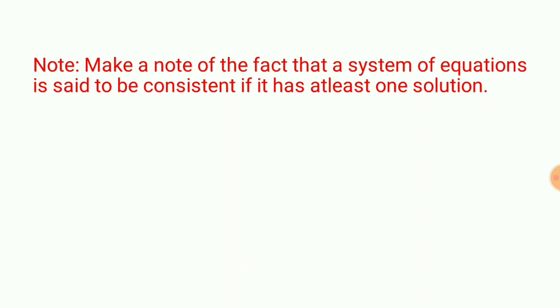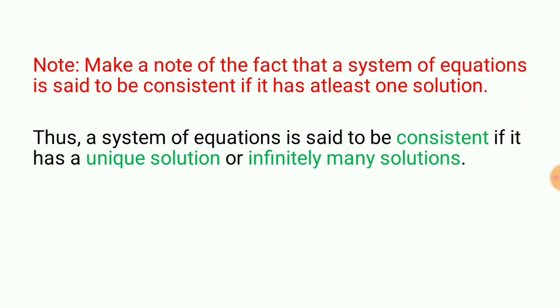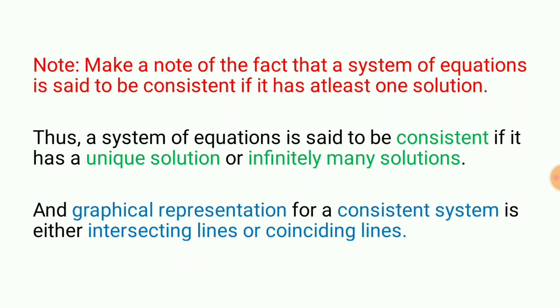Make a note of the fact that a system of equations is said to be consistent if it has at least one solution. So in the first case, where the lines were intersecting, we had only one solution. So we say that the system is consistent. But here in the second case, we are having infinite solutions. So for sure, that system is consistent. A system of equations is said to be consistent if it has a unique solution or infinitely many solutions. And the graphical representation of a consistent system is either intersecting lines or coincident lines, which I have shown you before.